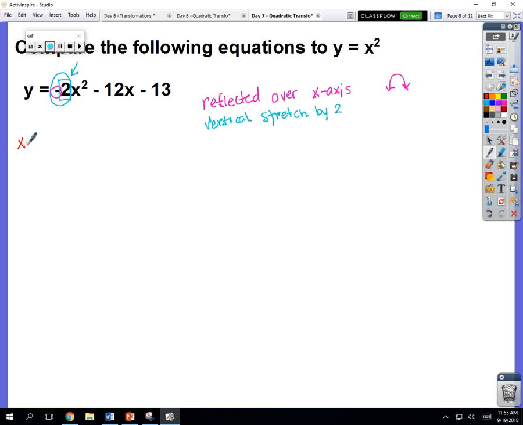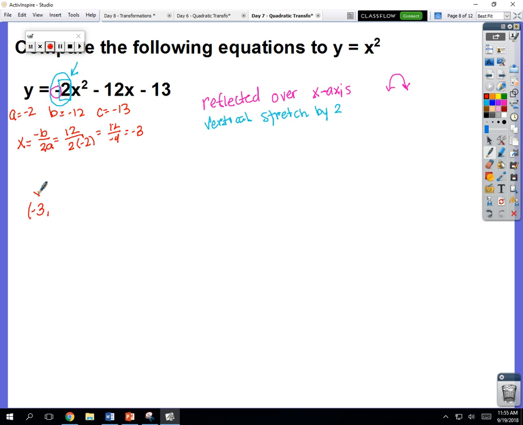Remember, find the x value, do opposite b over 2a. And in this problem, a is -2, b is -12, and c, which I don't need, is -13. So if I was going to do that, I would put, instead of -12, a +12, because it's opposite b, over 2 times a, which is -2. That gives me 12 over negative 4, which gives me negative 3 for the x value of my vertex.